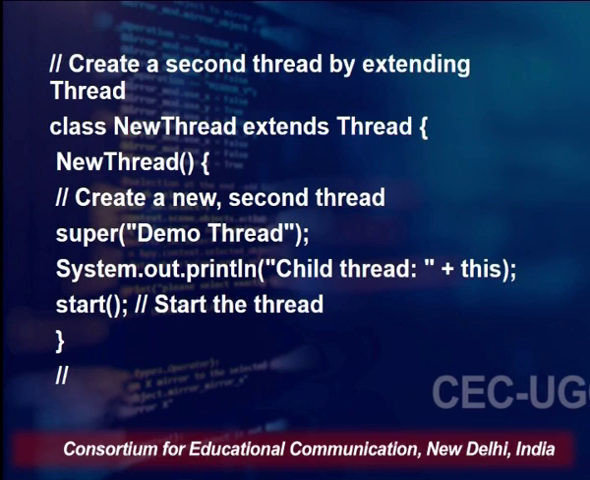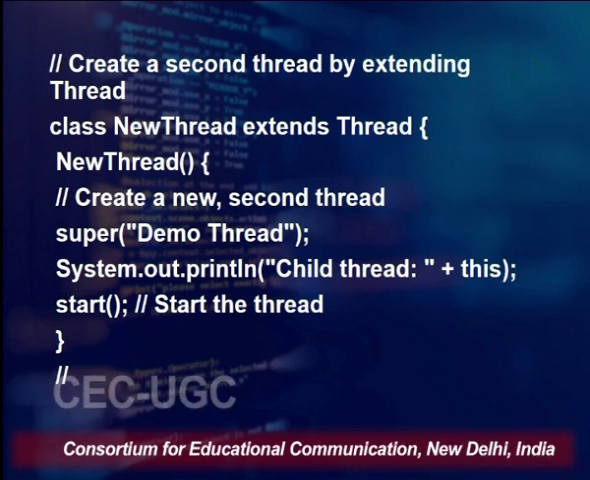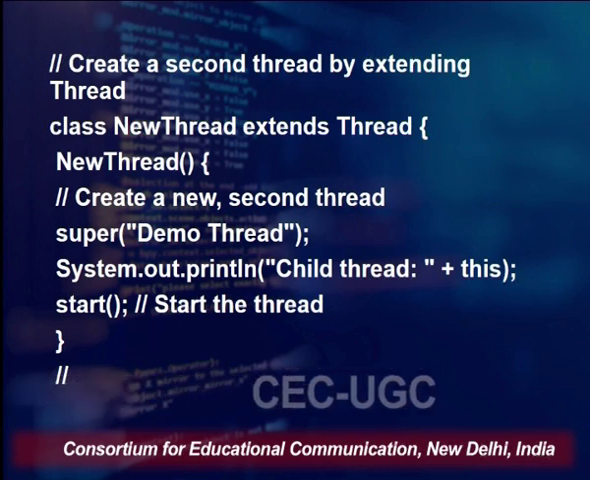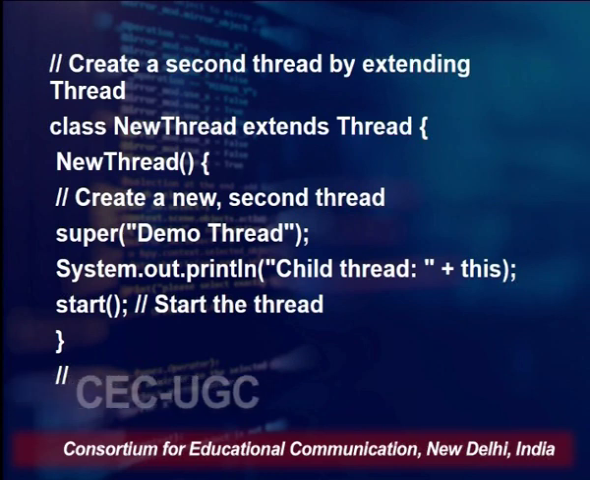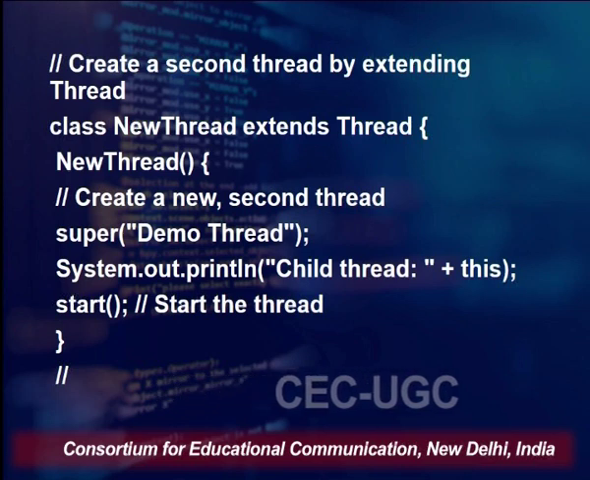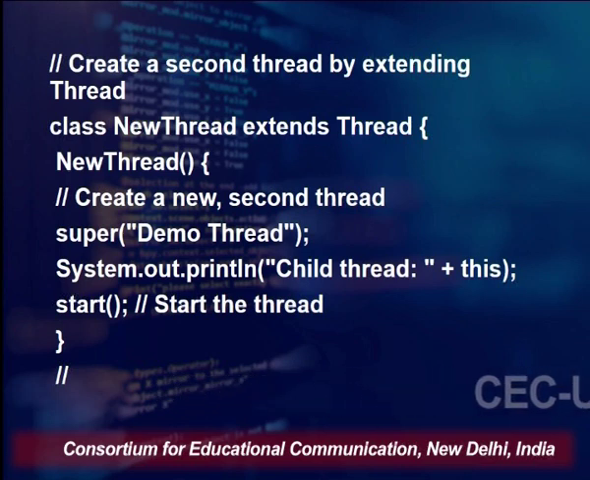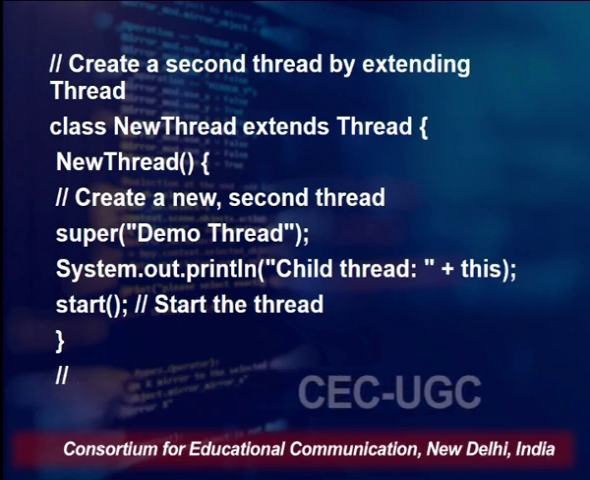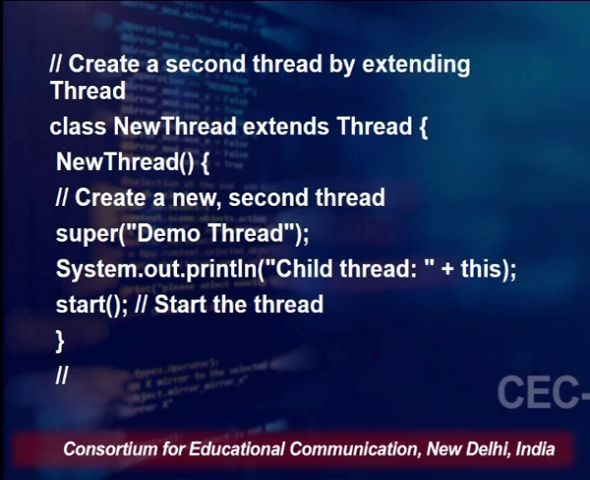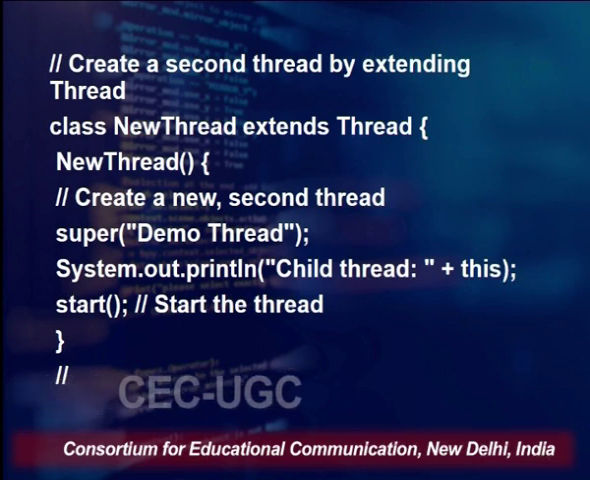So super here, as you all are aware, is calling the constructor within the constructor. If we use the super keyword, super is calling the constructor of the parent class. So the parent class here is the Thread class. So the Thread class's constructor is being called, and immediately this is going to create one more thread which is being labeled, which is being tagged as Demo Thread. And we are going to print the name or the label of this child thread by using the this pointer.